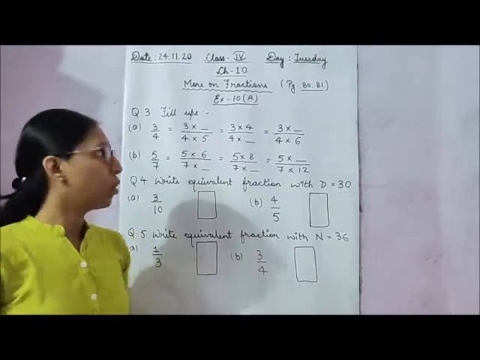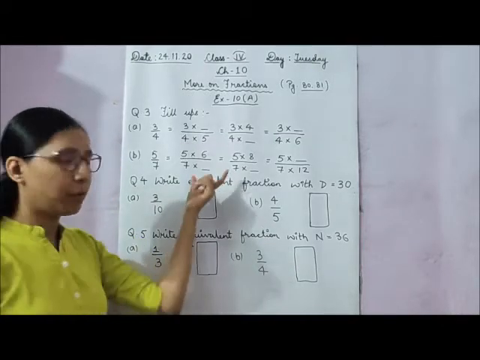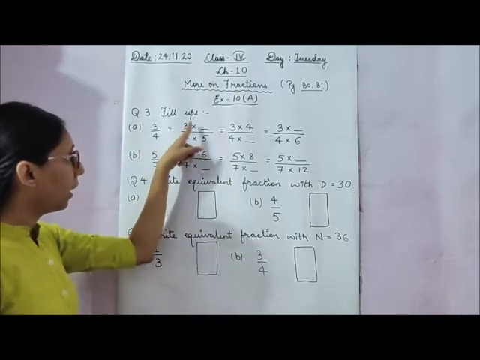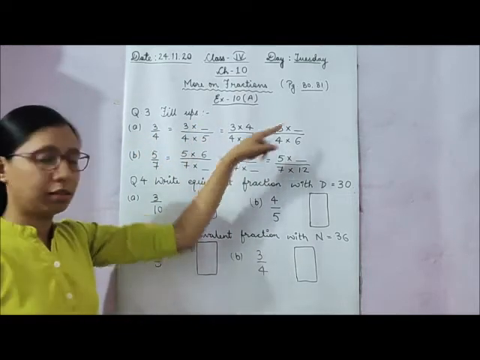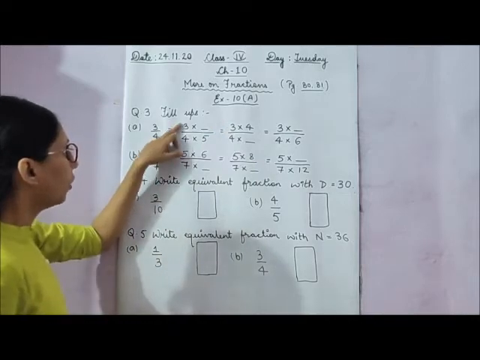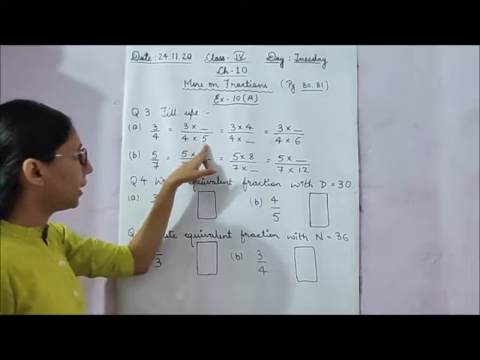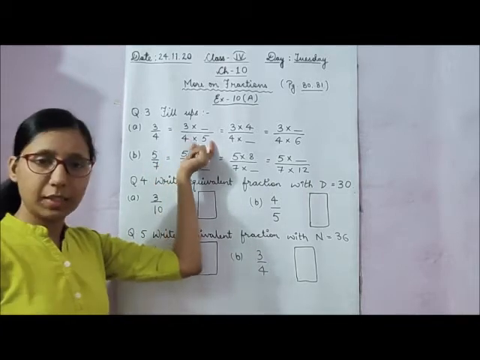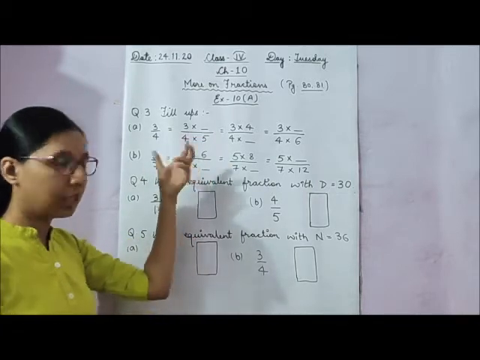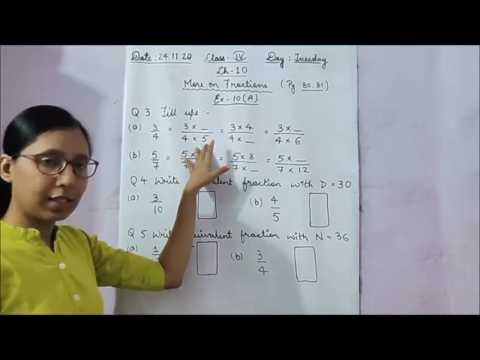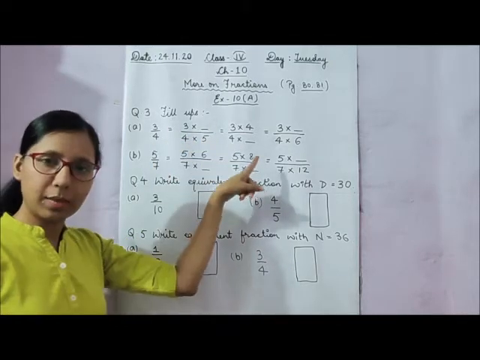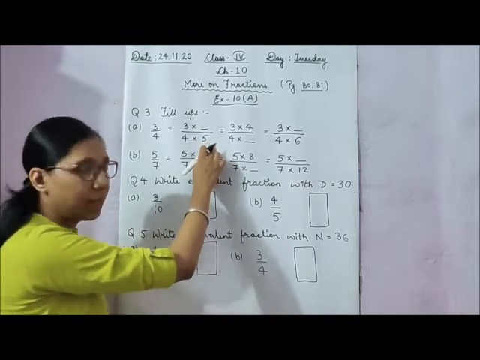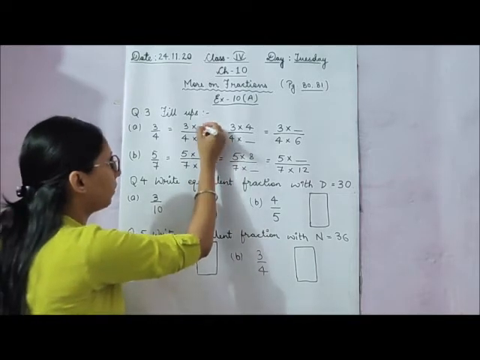Now question number 3 is also filling the blanks, in which this type of questions are given, and here A part is 3 upon 4 and we have to fill these dashes. So here 3 multiplied by dash and 4 multiplied by 5. So I have already told you, whatever you multiply the numerator with you will do with the denominator, and you can say whatever you multiply the denominator with you will multiply the numerator with as well. So here in the denominator we are multiplying by 5, so we will multiply the numerator by 5.